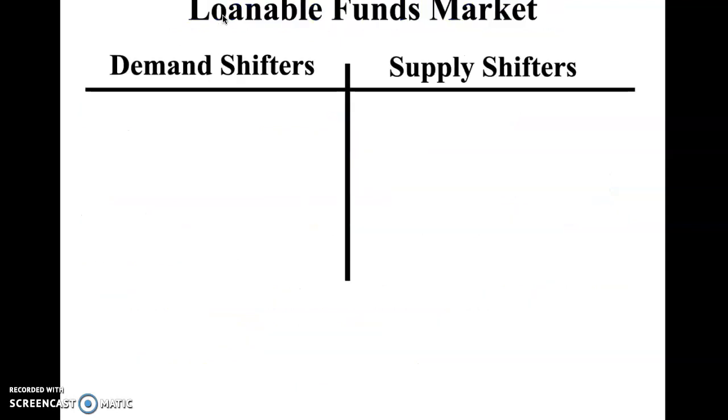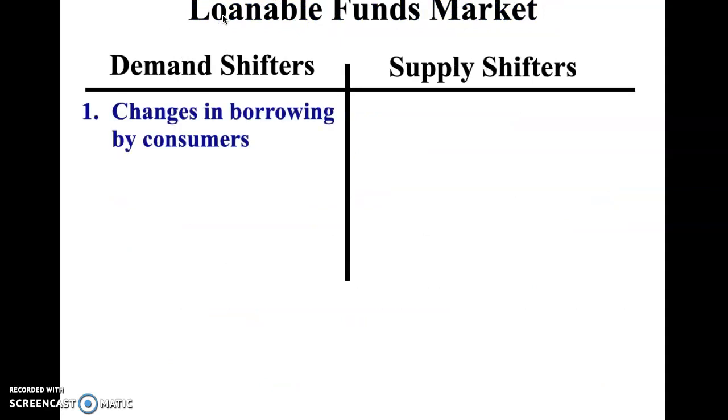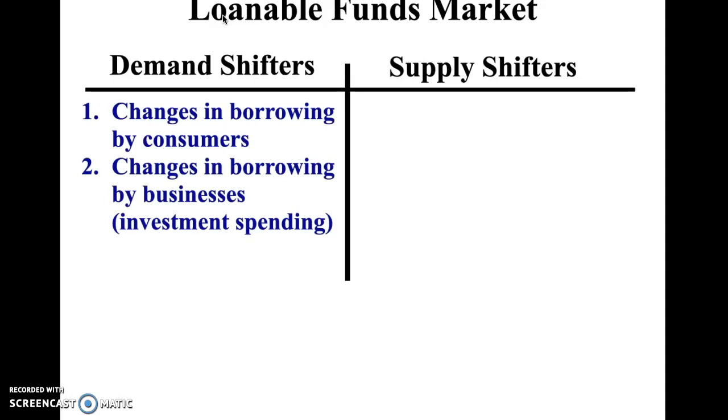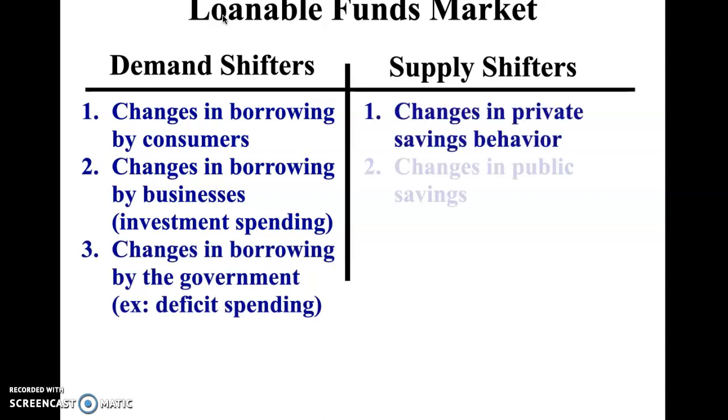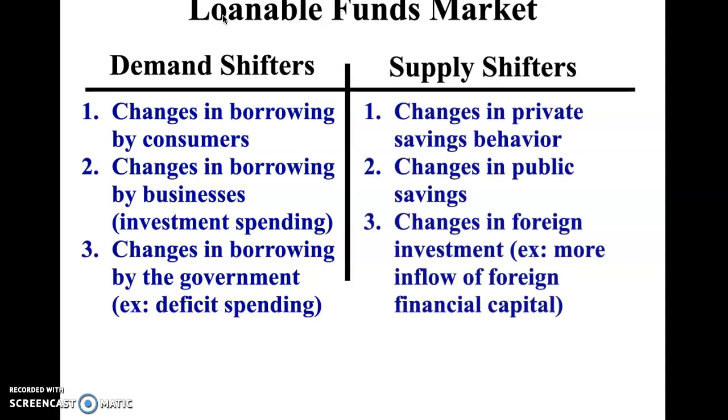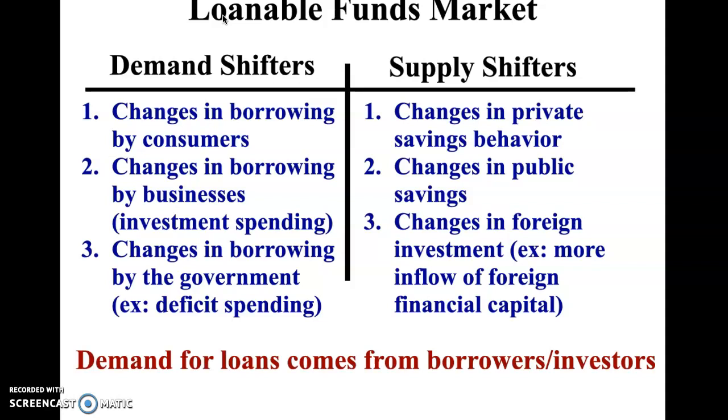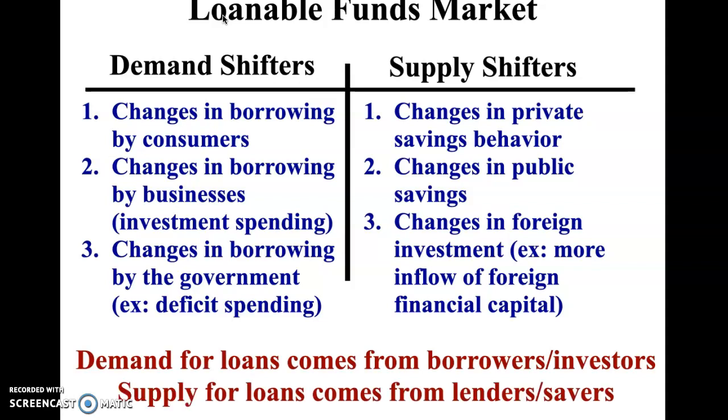All right, so here are the shifters. Let's go through them quickly, so make sure you write them down. For demand: change in borrowing by consumers, change in borrowing by businesses, and change in borrowing by the government. The supply would be the change in savings, by private behavior and public. And the third one to remember is foreign investment, right? So how much money is coming into banks from out of the country. Demand for loans comes from borrowers, supply comes from lenders.